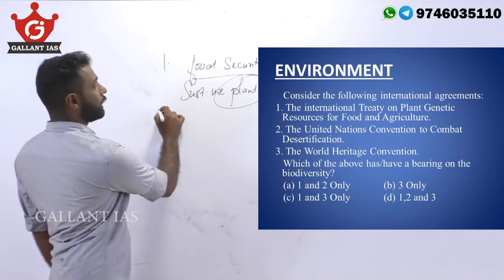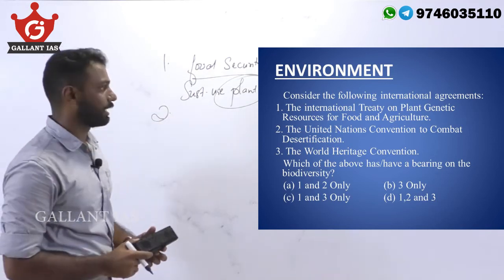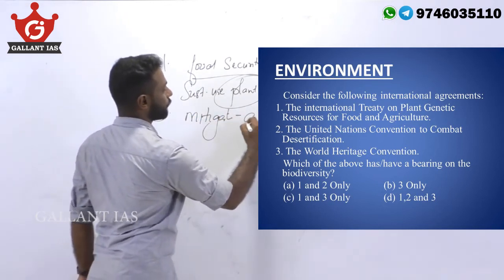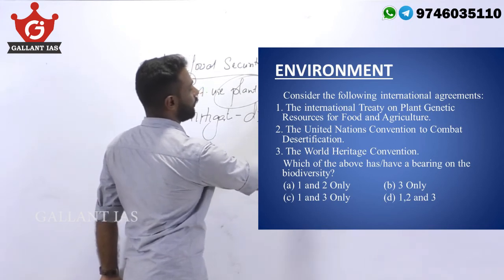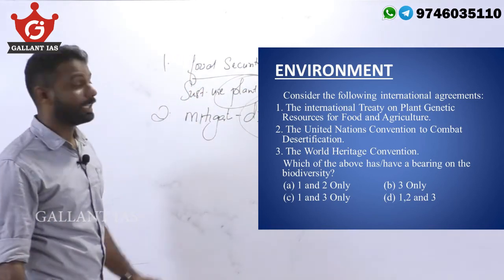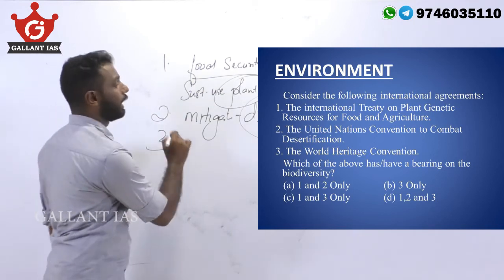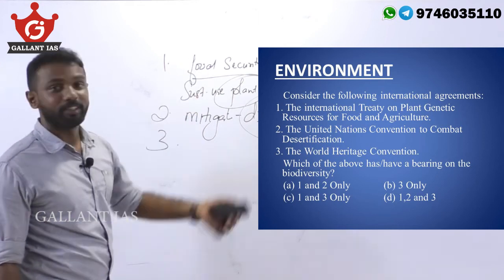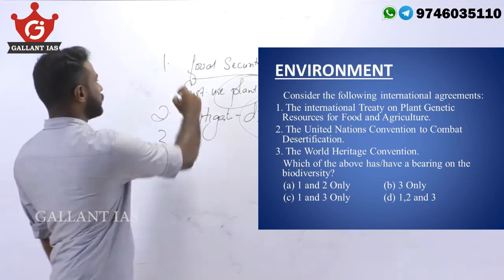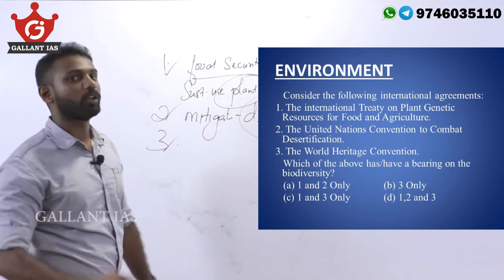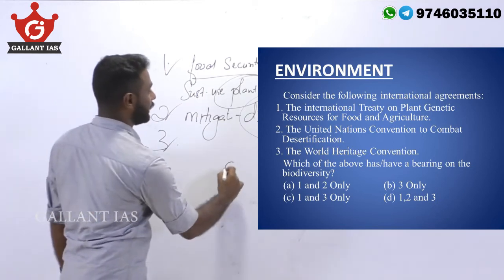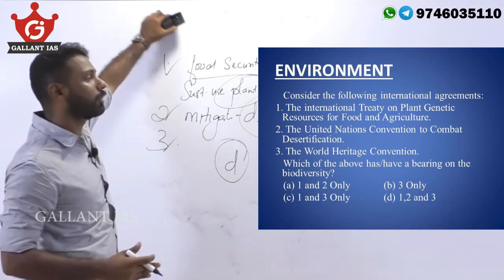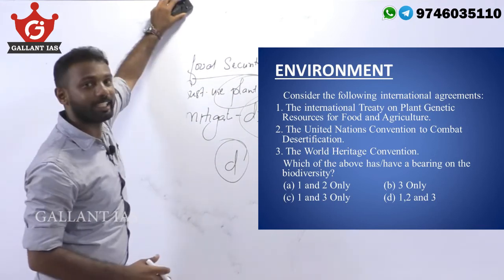Regarding statement 2, the United Nations Convention to Combat Desertification, actually this convention is to mitigate the effects of drought, which also has a bearing on biodiversity. Regarding 3, the World Heritage Convention, it protects both cultural and natural heritage of the world. So, in the given question, all of 1, 2 and 3 have a bearing on biodiversity. So, our answer becomes D, that is, all the above, 1, 2 and 3. Answer is option D.